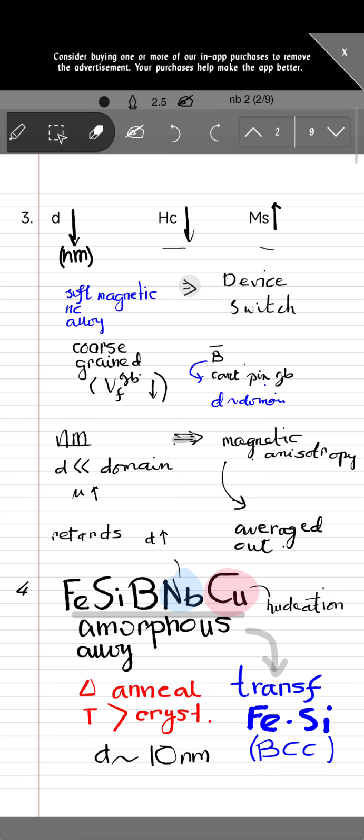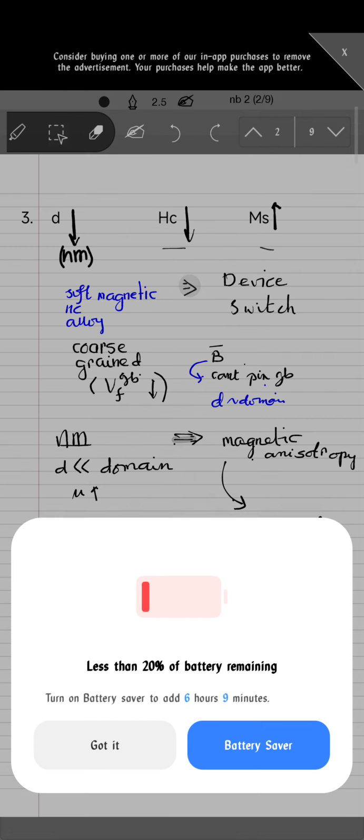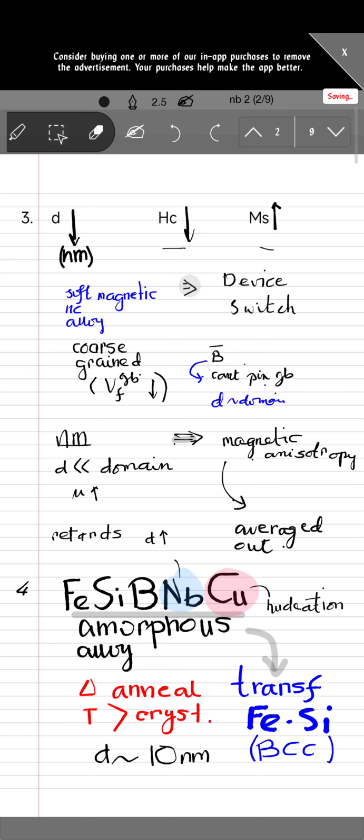Now, in the case of soft magnetic alloys, nanocrystalline alloys, which are used for devices and switching, they have a very small hysteresis loop. This is mainly due to the fact that if the grains are coarse, then the volume fraction of the grain boundary regions is much lower, and the magnetic field is involved in causing the spinning of the grain boundary regions.